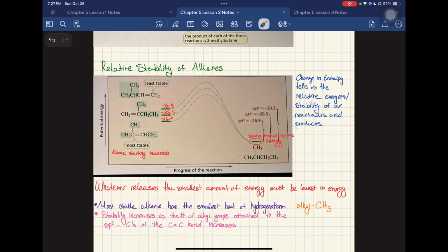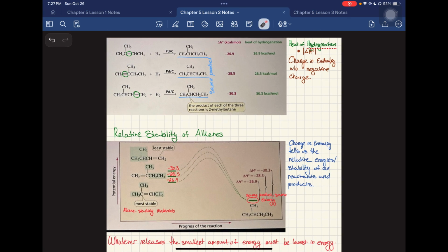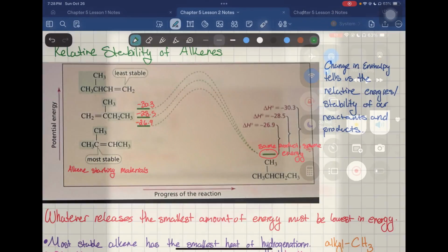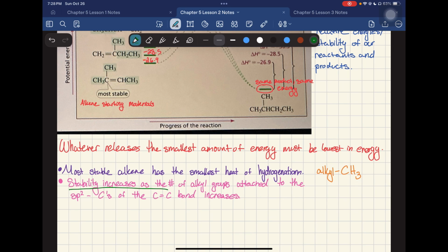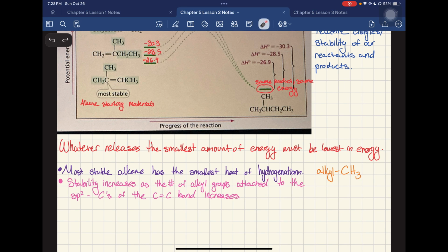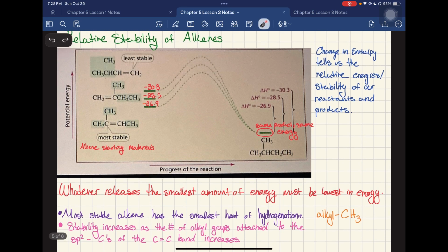So same product, same energy, right? They just start off at a different number. And because this one has the highest heat of hydrogenation, it's going to be the least stable. And let me just make a quick point about this note right here. Stability increases as the number of alkyl groups attached to it increases.